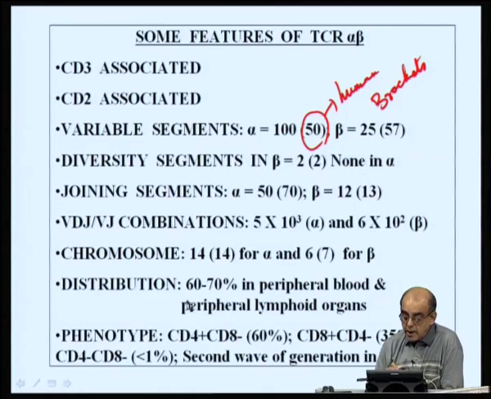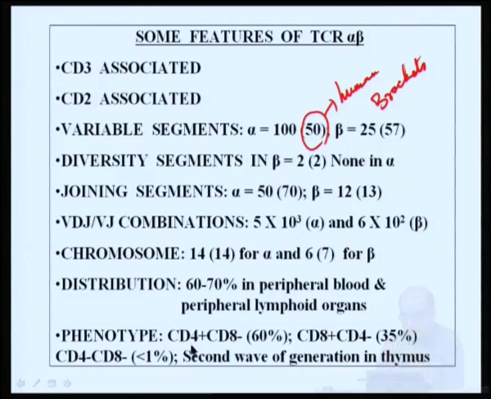More importantly, the alpha beta distribution is 60 to 70% in the peripheral blood, as opposed to very little for the gamma delta T cells. We will come to that in the next slide. These alpha beta T cells go into the peripheral lymphoid organs because they are the main effectors for the adaptive immune responses. In terms of phenotype, the alpha beta T cell receptors are either CD4 or CD8 positive T cells, and the percentages are given here in brackets.